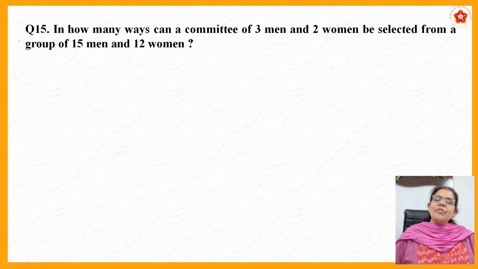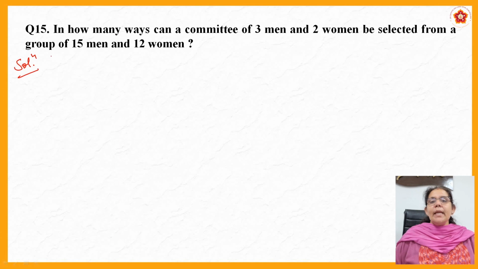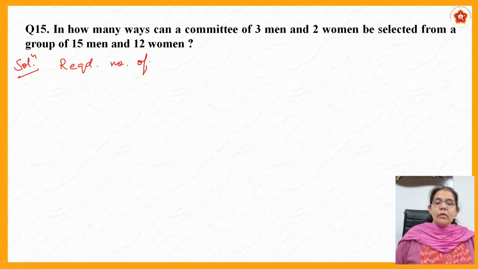Moving on to question number 15. In how many ways can a committee of 3 men and 2 women be selected from a group of 15 men and 12 women? We'll proceed in the same way as we did in the last question. Read the question again.